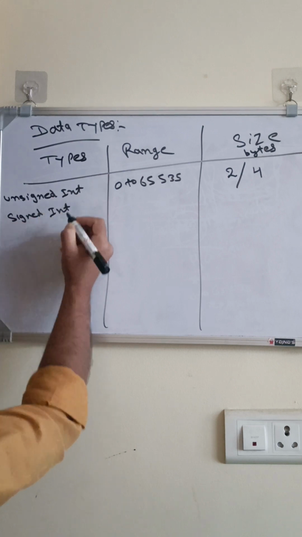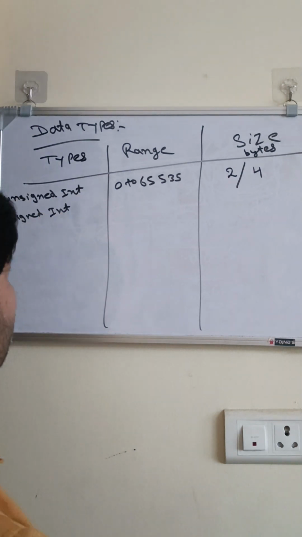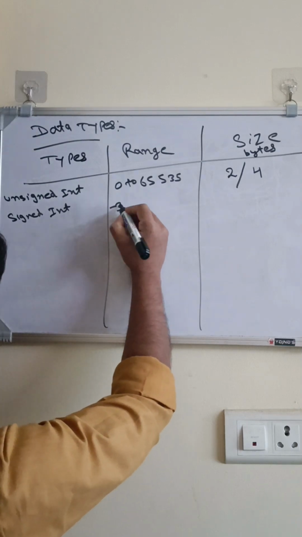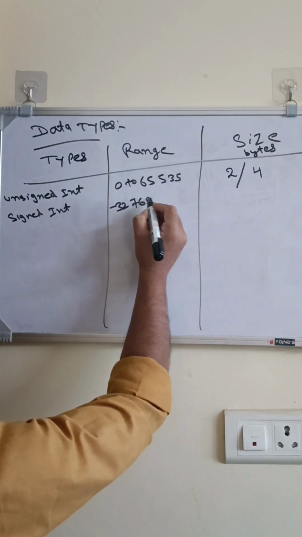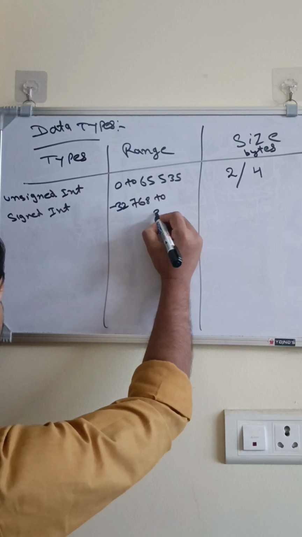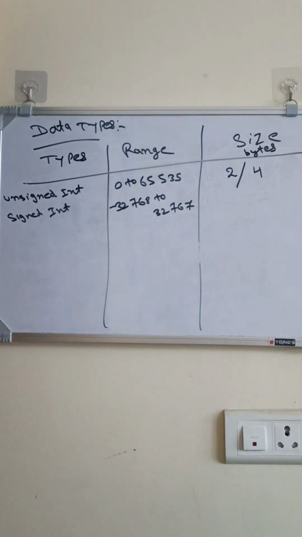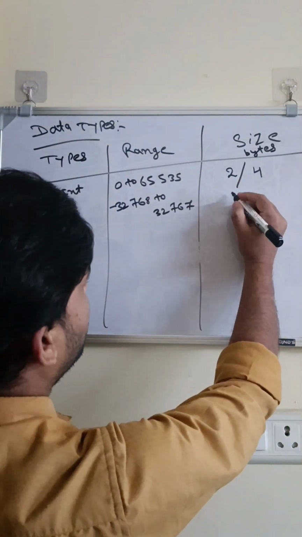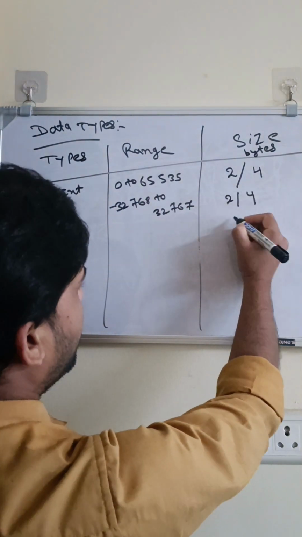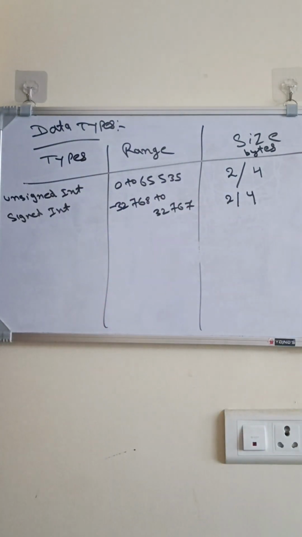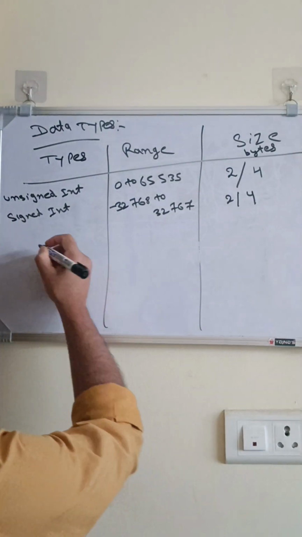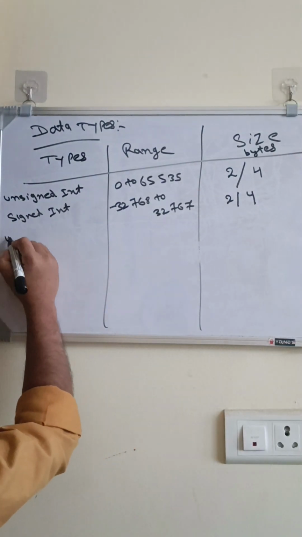Now signed integer. What is the range of signed integer? It goes from minus 32,768 to plus 32,767. And what is the size? Same as I said, it depends, so in some cases it will be 2 bytes and in some 4 bytes.